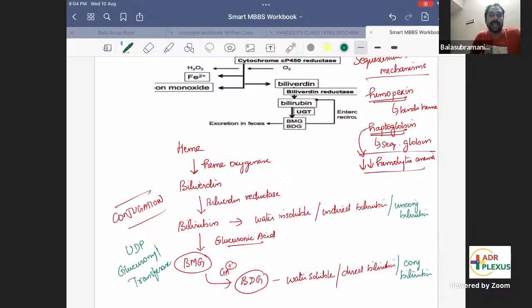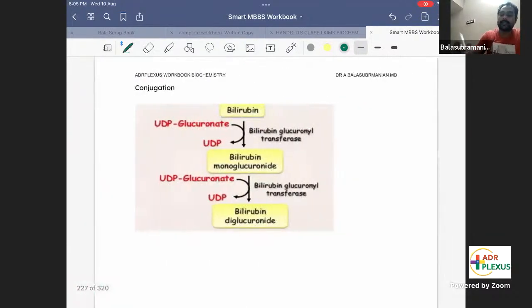So the heme breaks down to give biliverdin. Biliverdin is reduced to bilirubin, which is unconjugated, and then it's conjugated by the addition of 2 glucuronic acid residues and becomes conjugated bilirubin. So this is the process, and you have bilirubin glucuronyl transferase here.